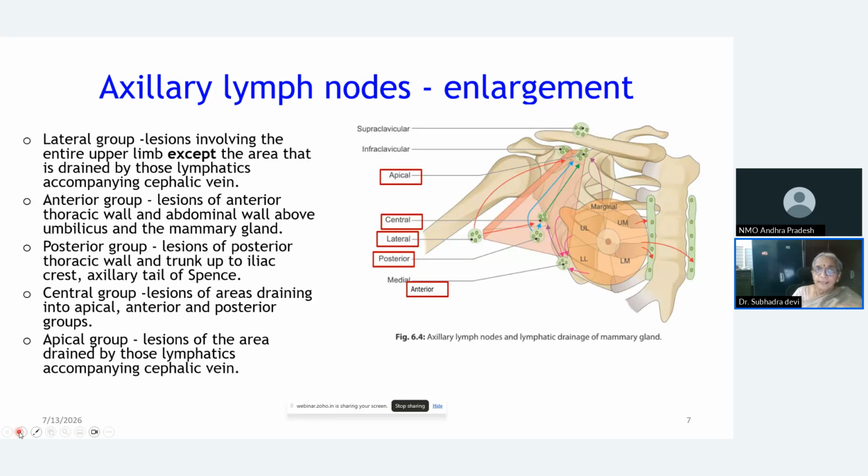Then if there is a lesion, what will be the lateral group? So whole of the upper limb except the part draining by the cephalic vein. Anterior group, anterior thoracic wall, abdomen above the umbilicus and mammary gland. Posterior group, we have already seen in the previous picture, and trunk to iliac crest, axillary tail of Spence also drains into it. Central group will receive from these three groups, then it will go into the apical group. Then the apical group is also drained by those lymphatics accompanying the cephalic vein. That is the importance of it.